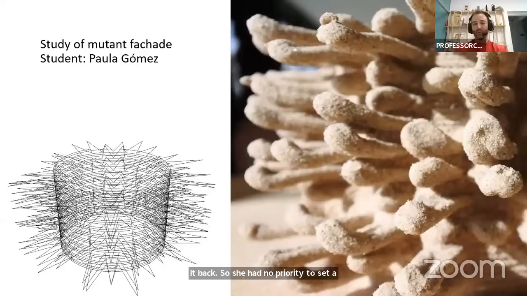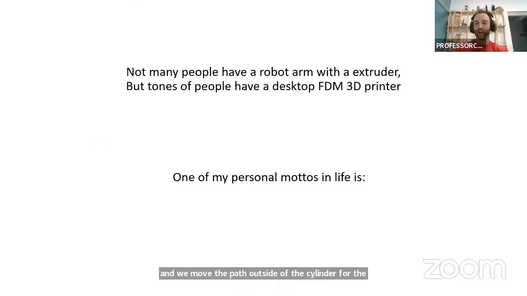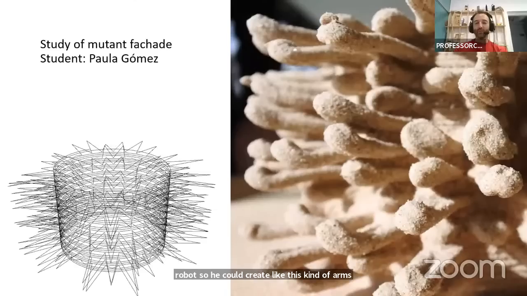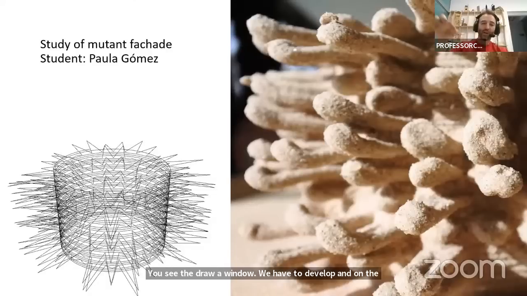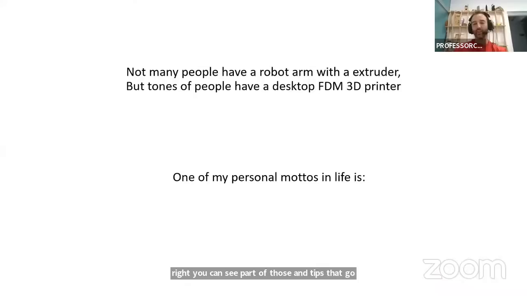It was at the very beginning of the exploration, and we worked with a cylinder, and we moved the path outside of the cylinder for the robot, so it could create this kind of arms, and these arms were useful to, for example, show that if you water them, they break again, and the facade could change, somehow. So there on the left, you see the drawing that we have to develop, and on the right, you can see part of those tips that go outside, those triangles that go outside. Okay. Obviously, not many people have a robot arm with an extruder of clay, but this is interesting.